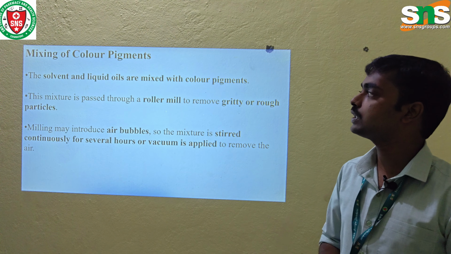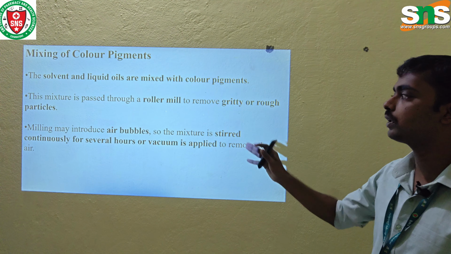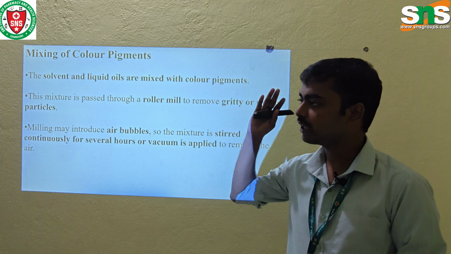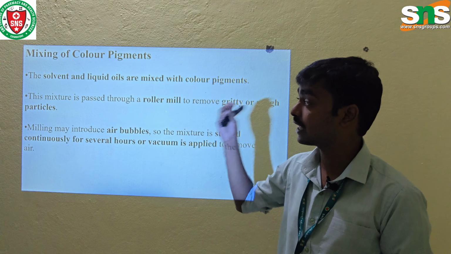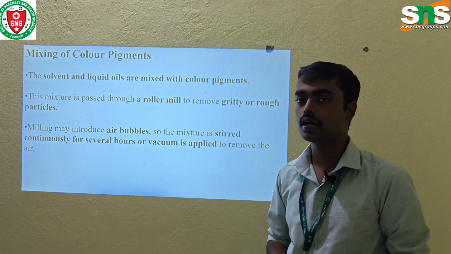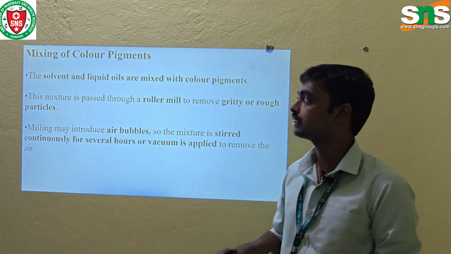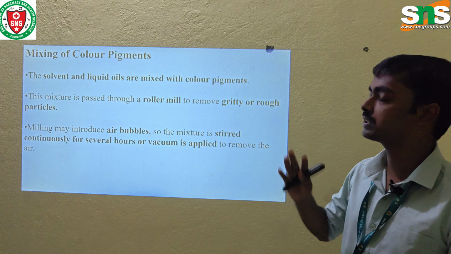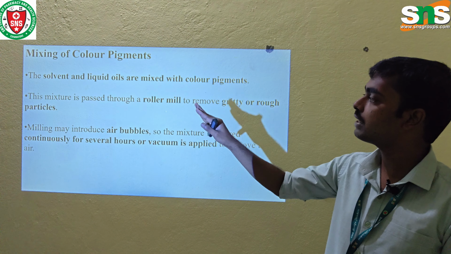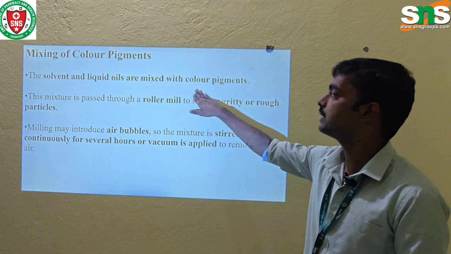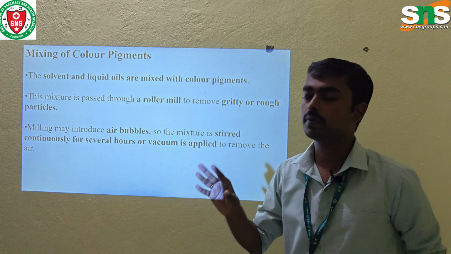Next is mixing of coloring pigments. This is an important part. In this part we mix our desirable coloring pigments into the bases. The solvent, oil and wax are the bases, and the coloring pigment is mixed into those bases. The solvent and liquid oils are mixed with coloring pigments, and the pigment is chosen based on the desired color.